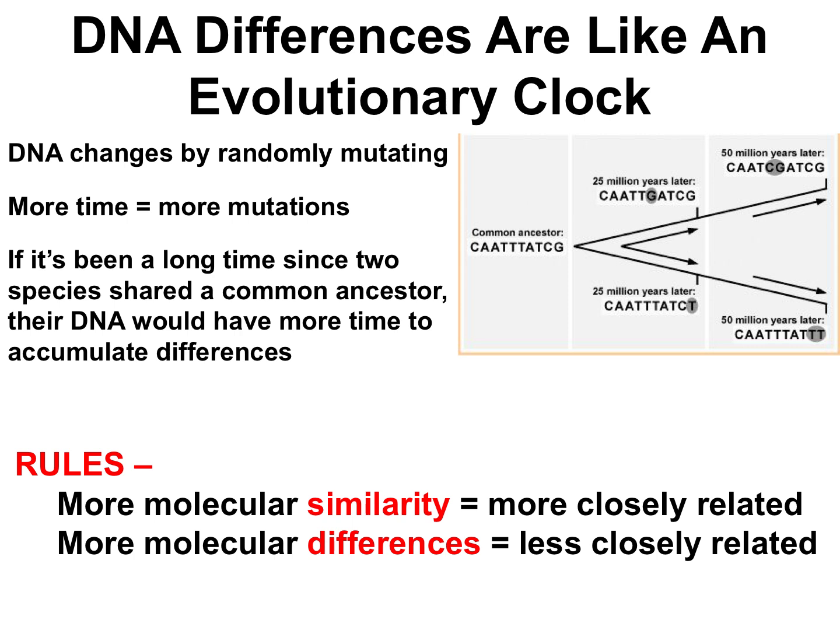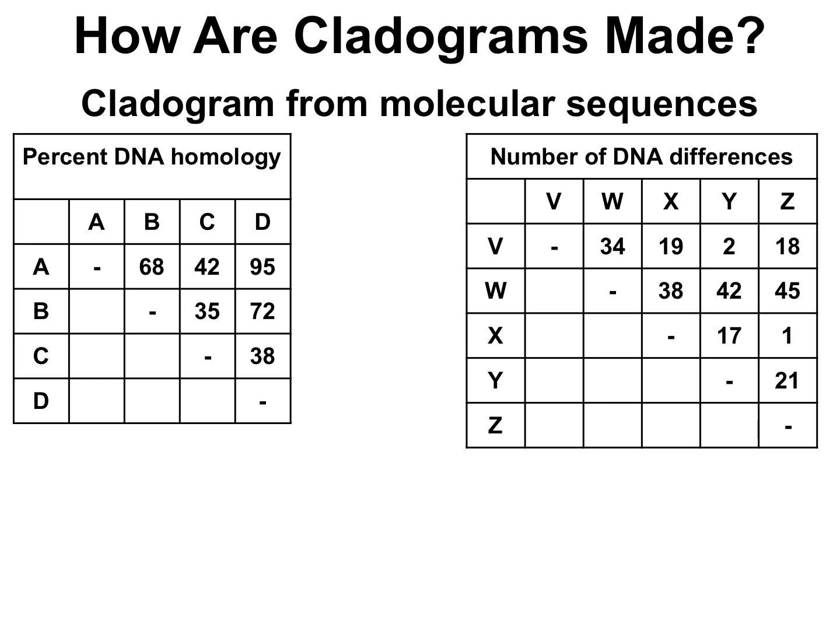But all right, we're getting away from the point. The simple rule here is that more molecular similarity means more closely related, and more molecular difference means less related. Let's use that rule to make some cladograms. Here's some sequence data. We're comparing different species that are represented as letters, A through D over here, and V through Z over here. The table on the left shows percent DNA homology, so percent similarity, and on the right is number of DNA differences. So species A and species B have 68% DNA similarity, A and C have 42% similarity, and so on. So how do we turn this into a cladogram?